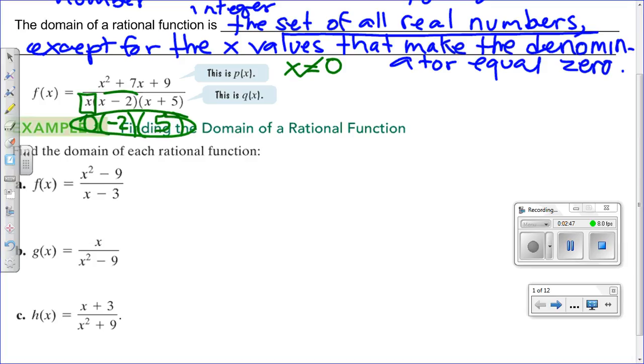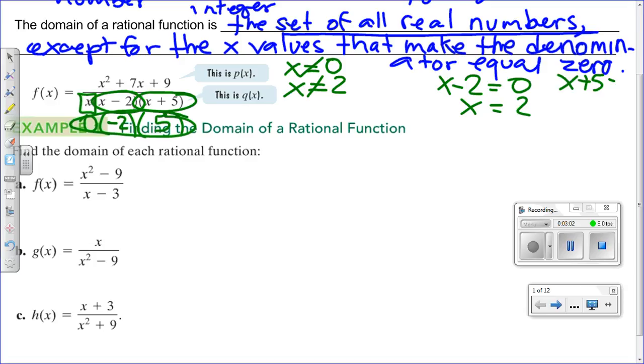Also, from this factor here, you could find 0. If you solve that equation, you will find that x cannot be 2. And then for the third factor, x plus 5, if you set that equal to 0 and solve the equation, we know that x is equal to -5. So we have to exclude -5 from the domain. So the domain will be all real numbers except for those three exclusions.